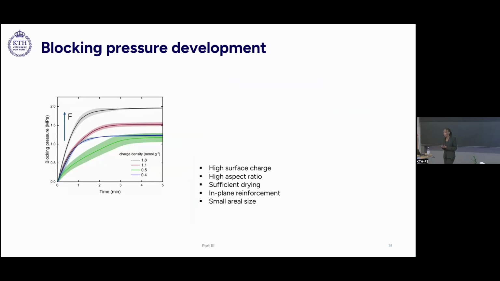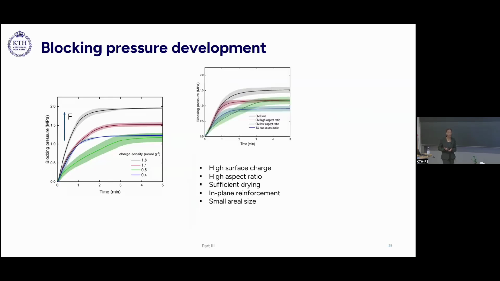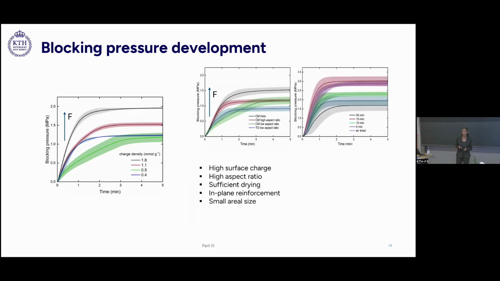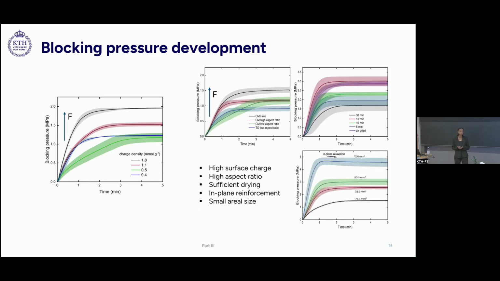So we looked at their blocking pressure development, and some of the main findings we had were that increasing the surface charge increases the blocking pressure, but it also increases the rate of pressure generation. And a similar effect is found with increasing the aspect ratio, although less prominent. We found that a sufficient drying is important for the in-plane reinforcement because the in-plane stiffness is needed to direct the swelling pressure. And then we found a nonlinear relationship between the actuation area and the blocking pressure, such that decreasing the area increases the blocking pressure.